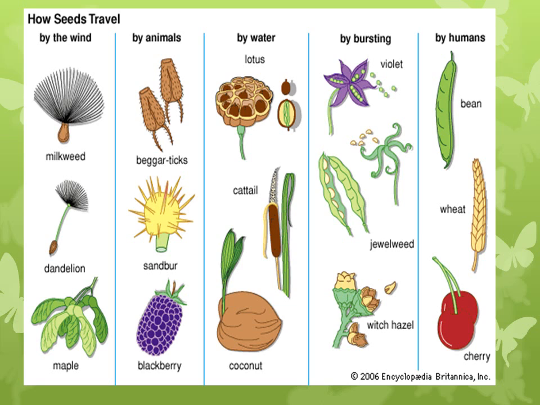these seeds are carried to nearby places and they grow into new plants like violet, jewelweed, witch hazel. Then by humans: bean, wheat, cherry.